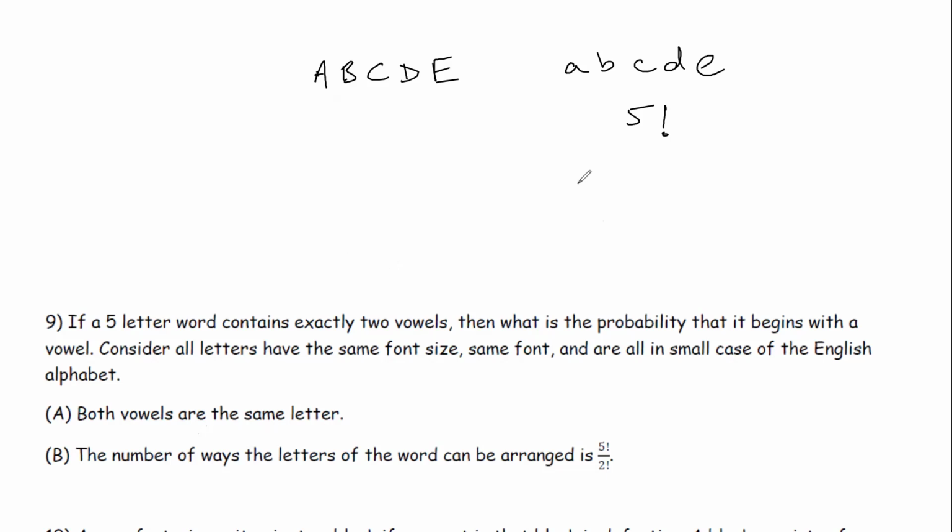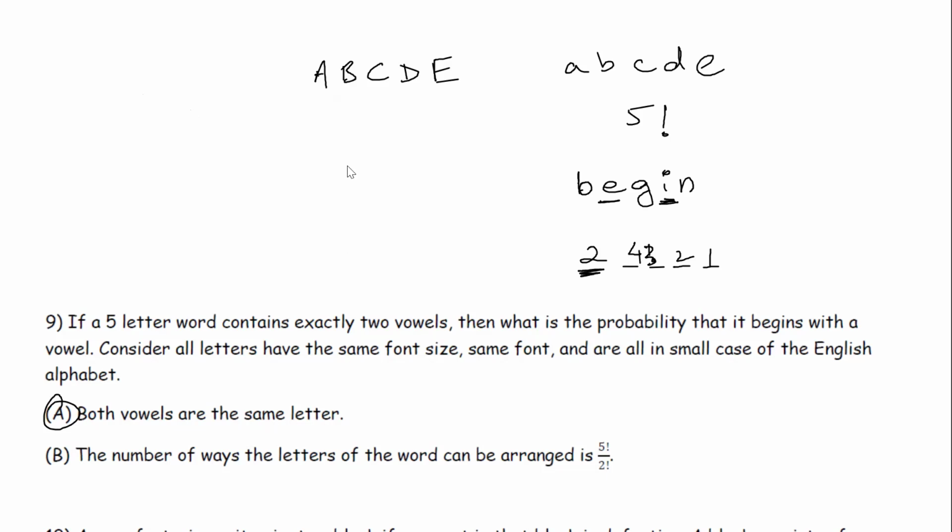So suppose the word is begin, then we know that it will be E and I, and the remaining four dashes could be arranged in 4 factorial ways, meaning 4, 3, 2, 1, right? So that would be the answer. But then we don't know whether the two vowels are identical or not. So A answers that both vowels are the same letter. Now both vowels are the same letter, correct?